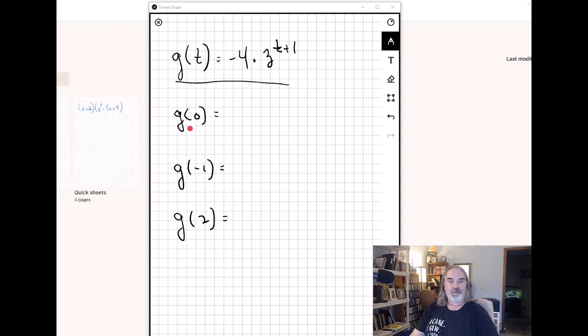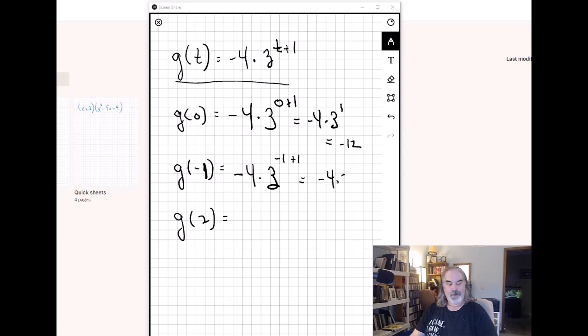To evaluate the function at t equals 0, we are going to go to our function's recipe, and remember this time t marks the spot. So what used to be t plus 1 in the exponent is now going to be 0 plus 1. So this becomes negative 4 times 3 to the first, which is just 3. This is negative 12. That's it. For the next one, we're going to plug in negative 1 for t. So we're going to have negative 4 times 3. Here comes the t, which is now negative 1. There's the plus 1 that's hardwired into the formula.